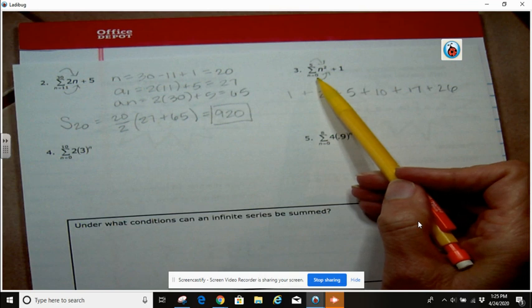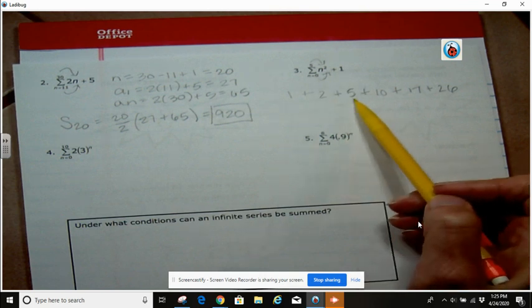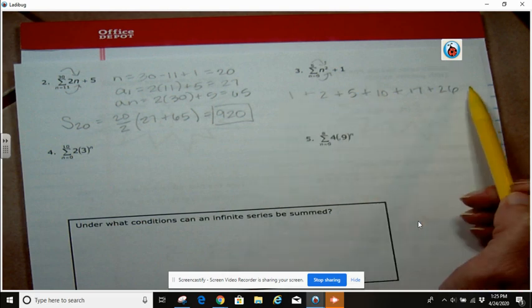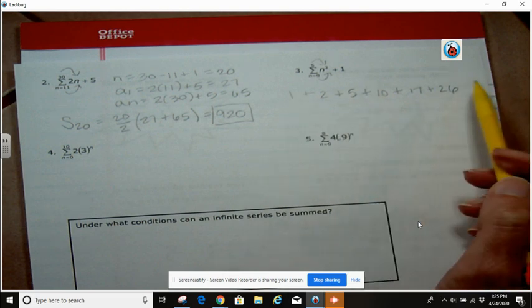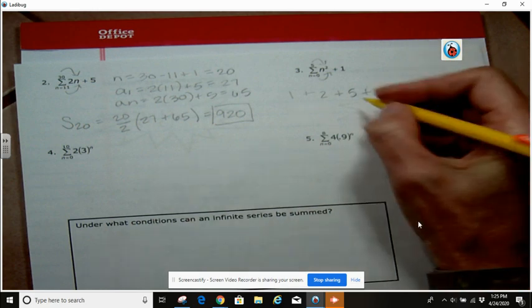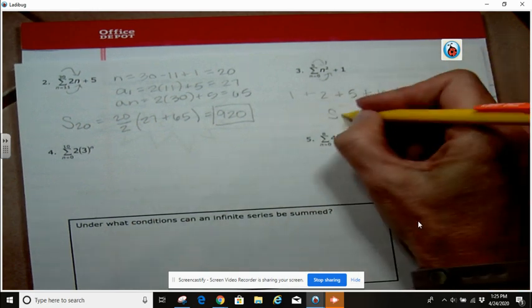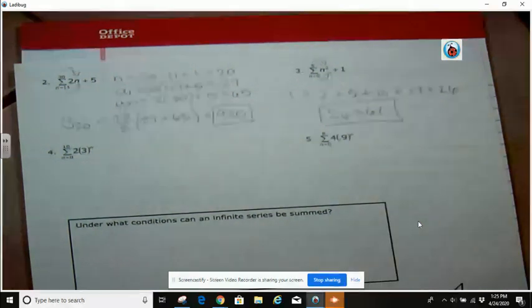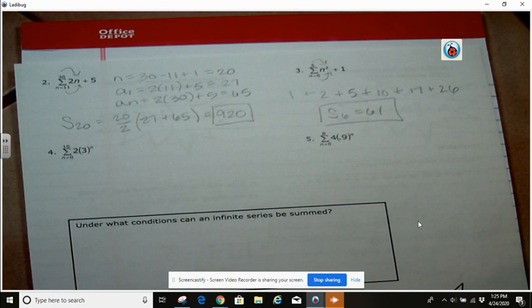Okay, start plugging in 0, then plug in 1, substitute 2, substitute 3, substitute 4, stop when you get to 5. This is the entire series, and then if you add them all up, the sum of those 6 terms is 61. But there's no formula to use. You have to just generate the whole series and then add them up.